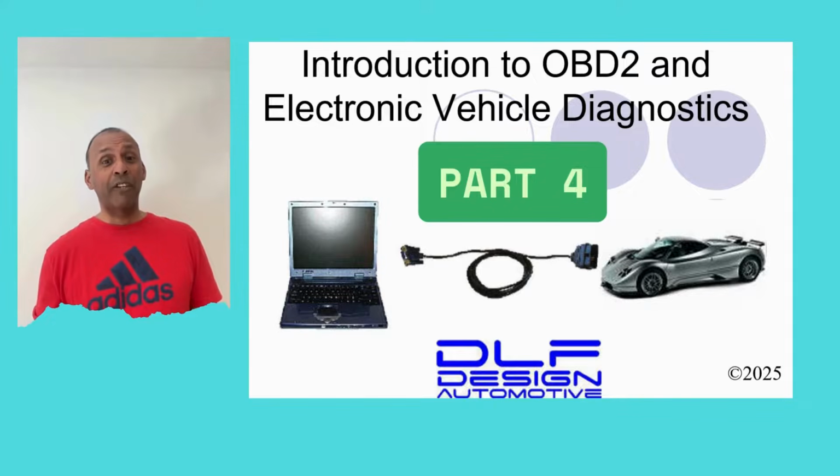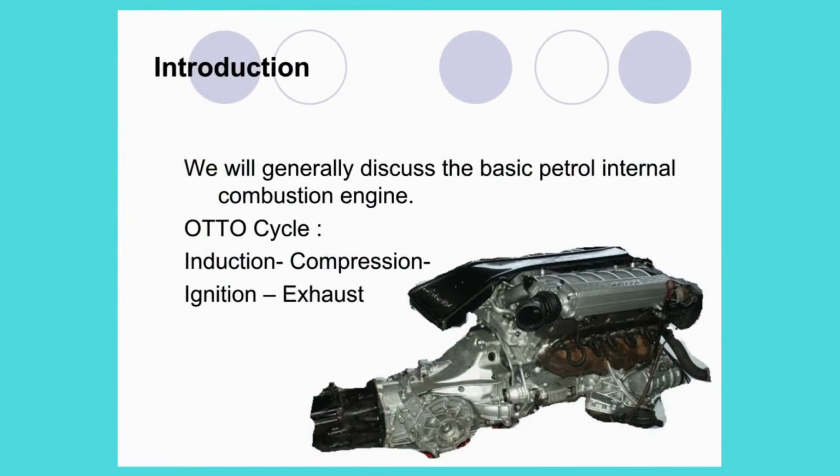Modern vehicles are packed with sensors and actuators, constantly measuring and adjusting, and feeding data back to the vehicle's electronic control units. Understanding how faults are detected gives you the insight you need to separate a real issue from a false alarm. We will generally discuss the basic petrol internal combustion engine. The petrol engine operation is based on the Otto cycle: induction, compression, ignition, exhaust.